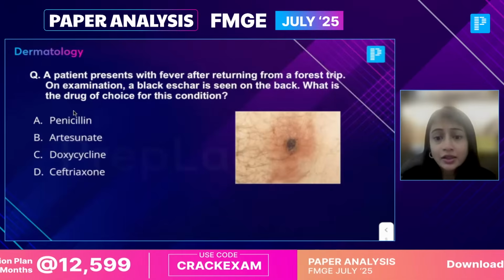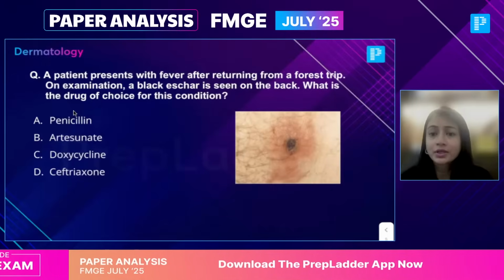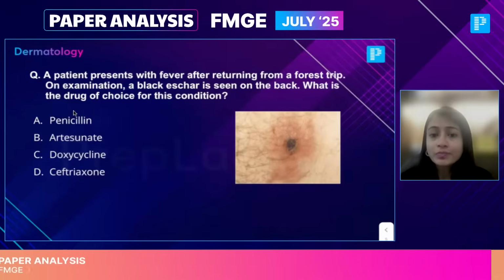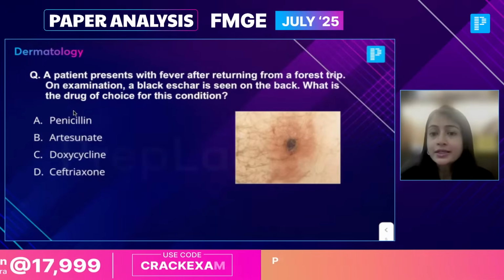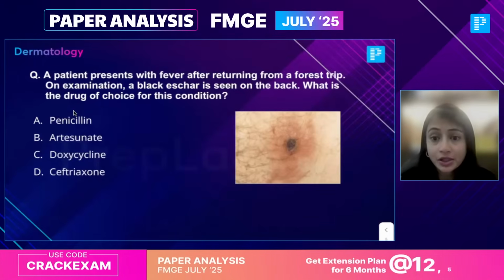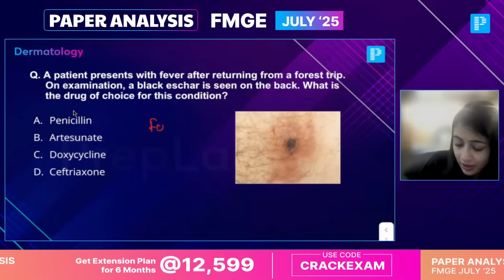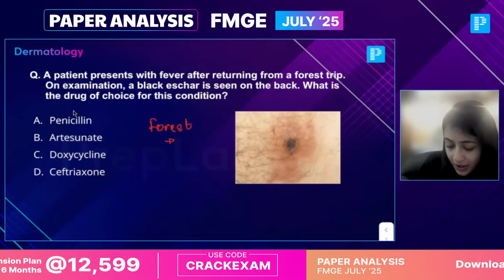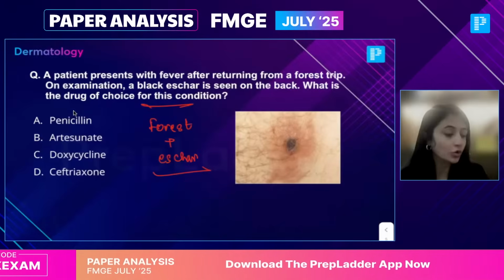Now, this I think was a little tricky one, but I'm sure you must have attempted it and done it right. Now, a patient presents with fever after returning from a forest trip. On examination, a black eschar is seen on the back. What is the drug of choice for this condition? So there is a travel to forest with eschar formation on skin. So what is this condition that they're talking about?